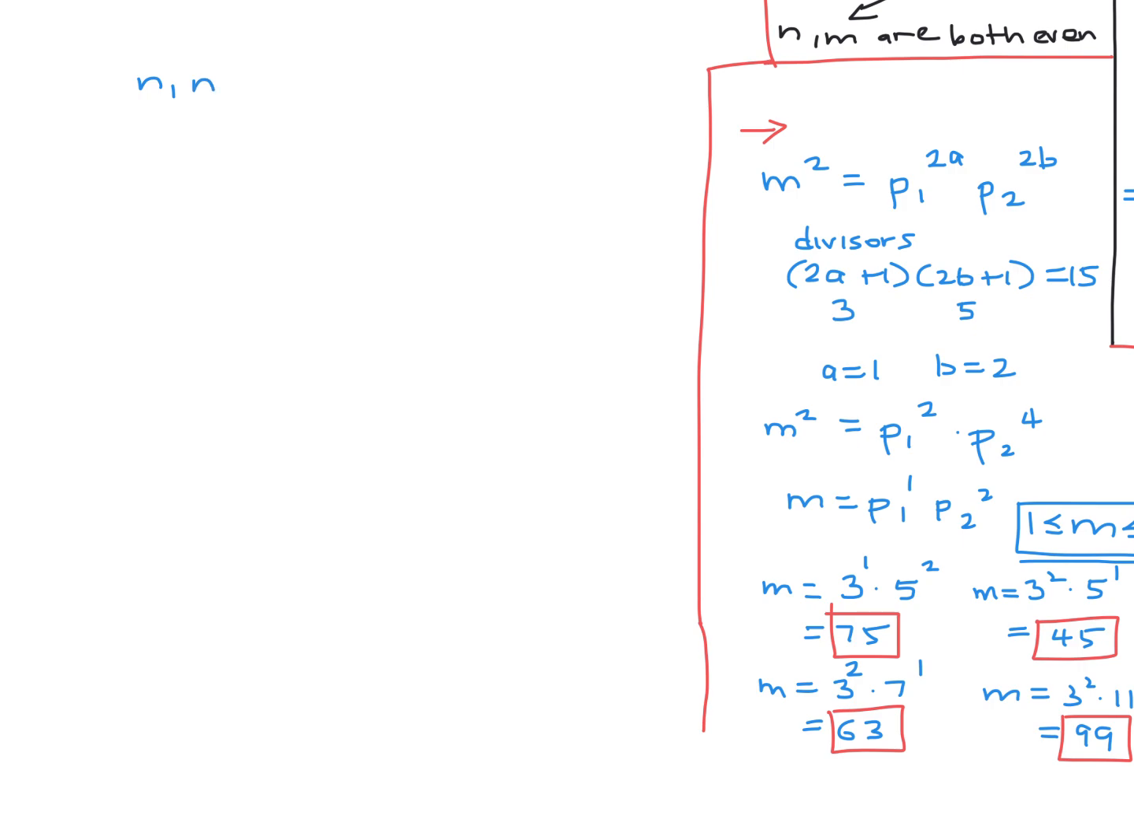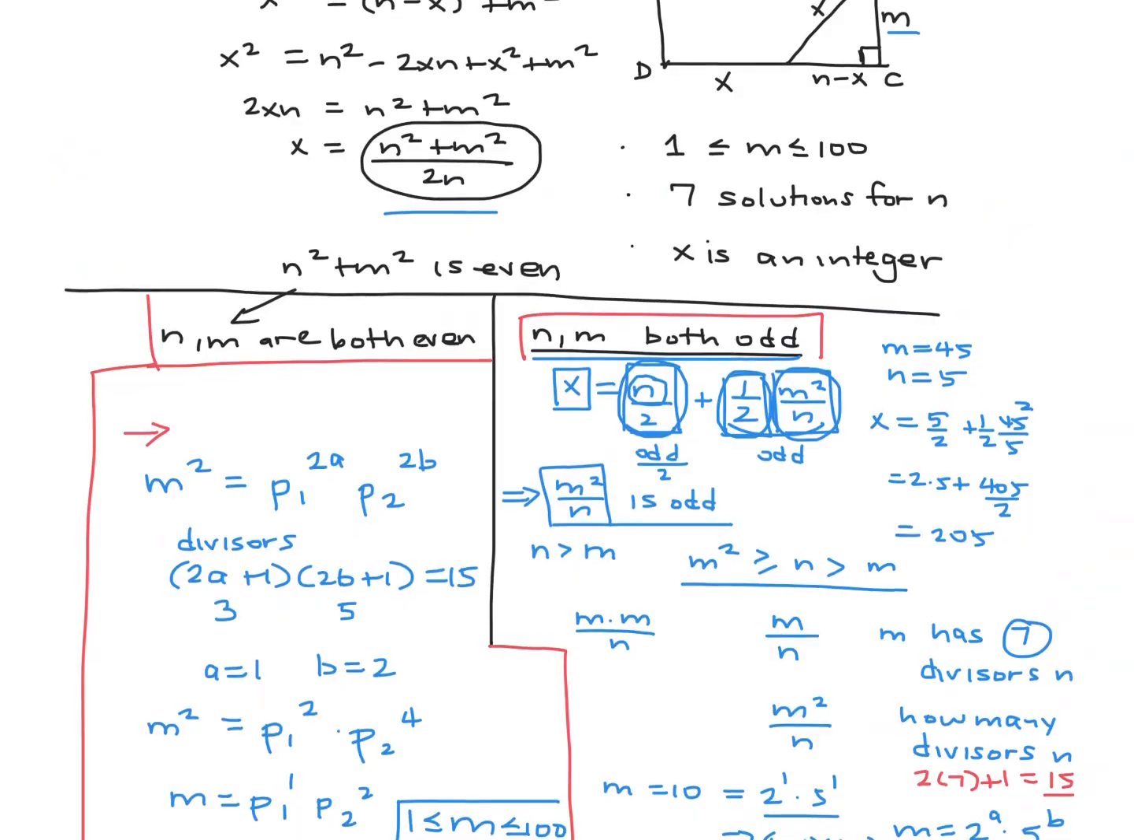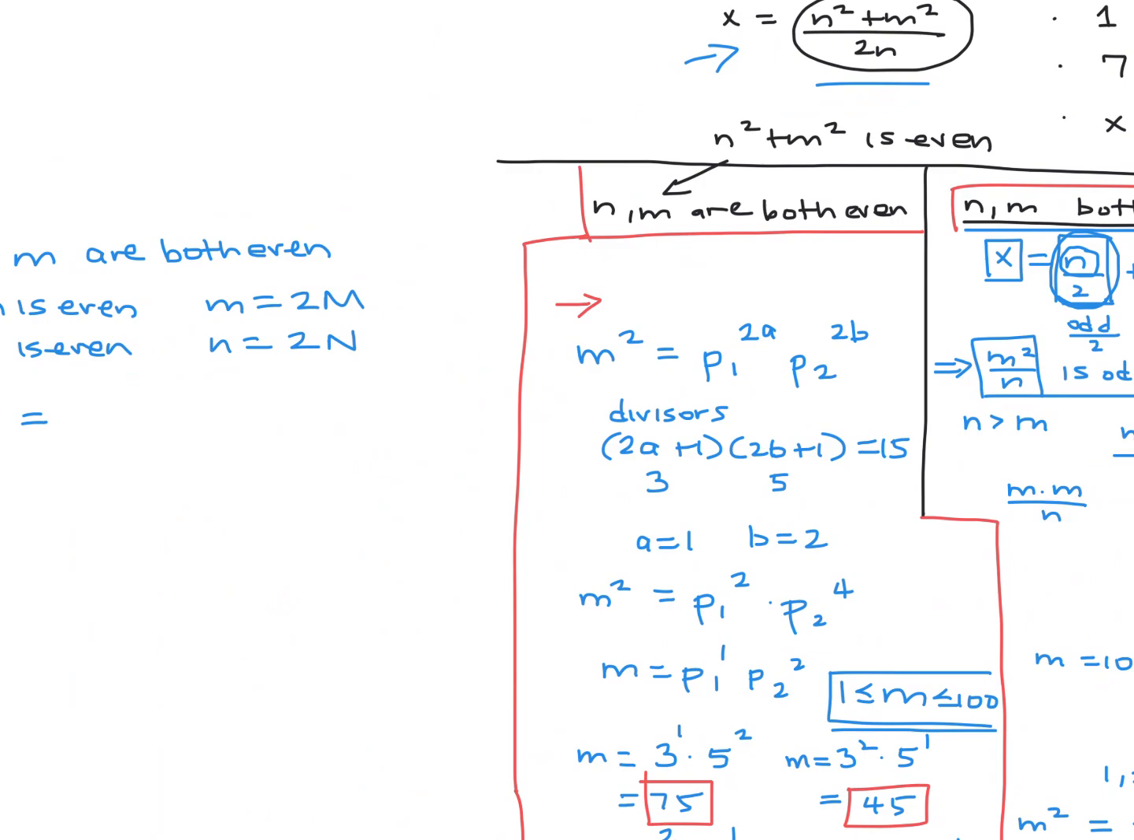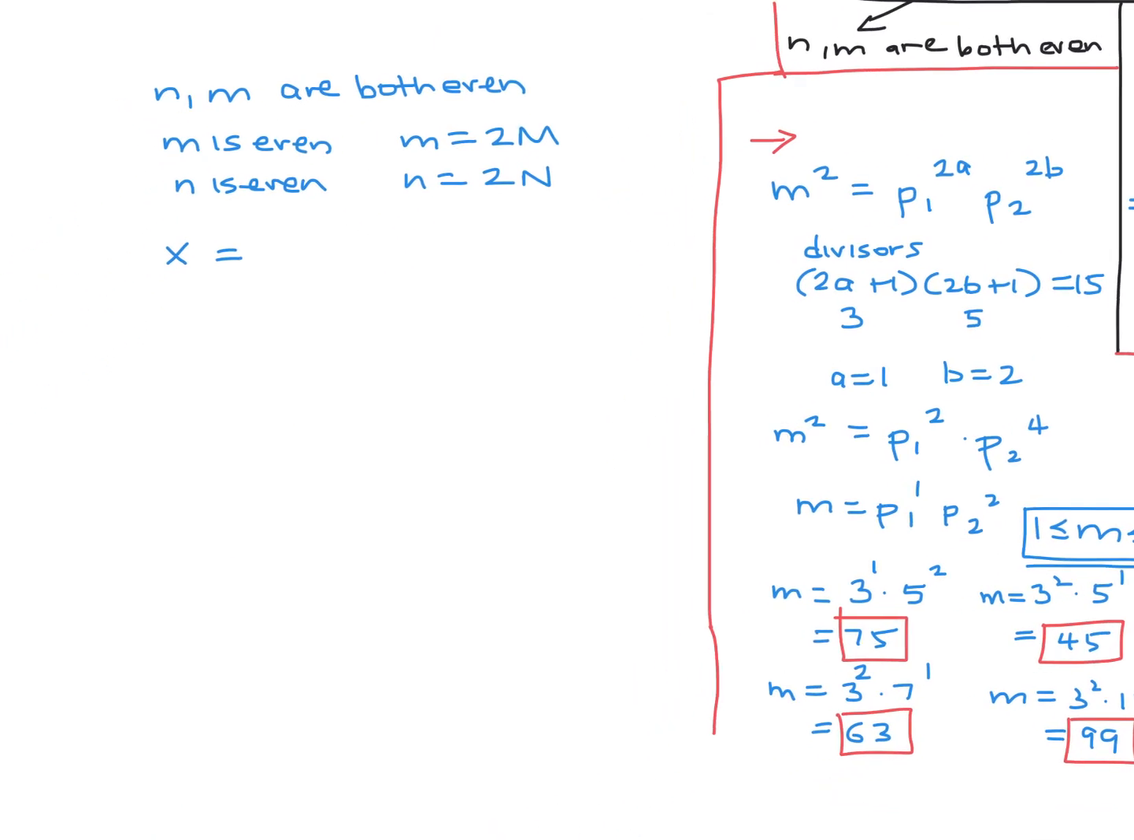So if n and m are both even, then what does that mean? It means that m is even. So m is of the form 2M, and n is even. So the small n is of the form 2N, big N. And therefore, if you go back to that formula, where's that formula? Right here. This one. It would be n squared plus m squared over 2n. So it would be m squared plus n squared over 2n.